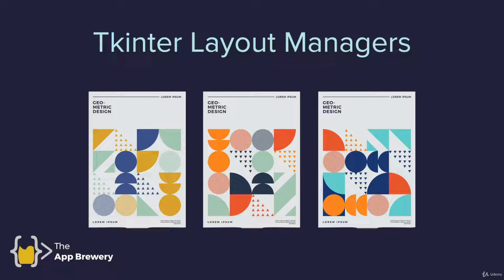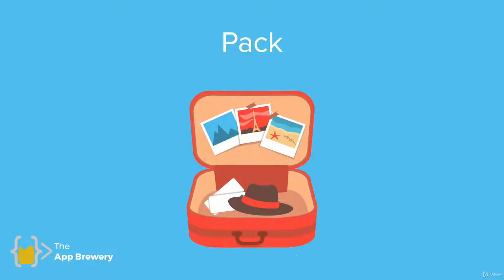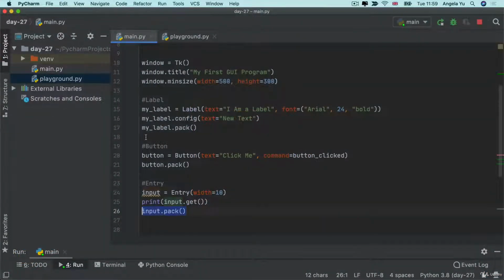Now, as I mentioned before, Tkinter has a whole bunch of different layout managers that define how to position each of the widgets in your GUI program. Now, there's 3 that you should know about: pack, place, and grid. Now, firstly, we've already seen pack, and all that pack does is it basically packs each of the widgets next to each other in a vaguely logical format.